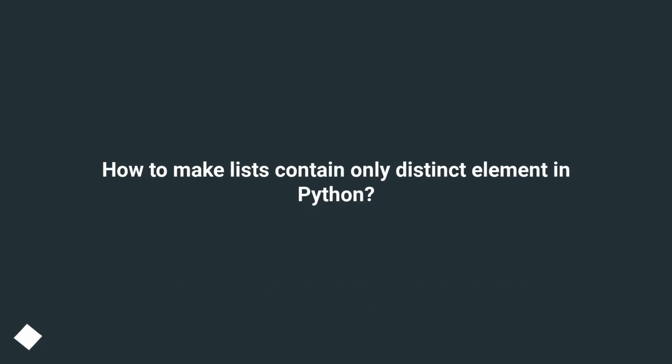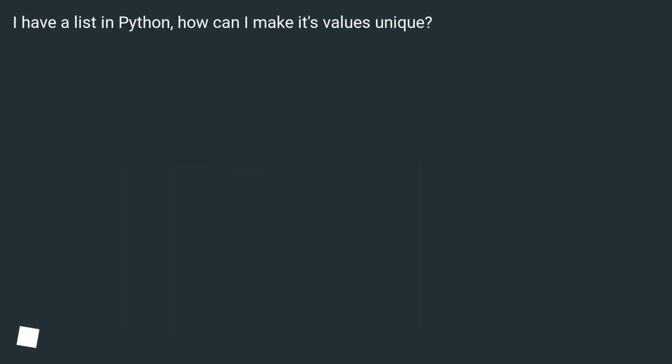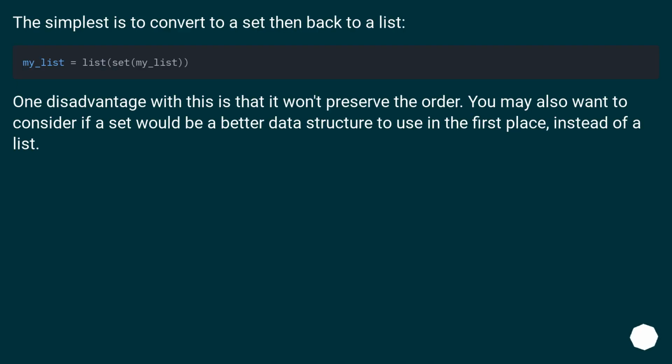How to make lists contain only distinct elements in Python? I have a list in Python. How can I make its values unique? The simplest is to convert to a set then back to a list.